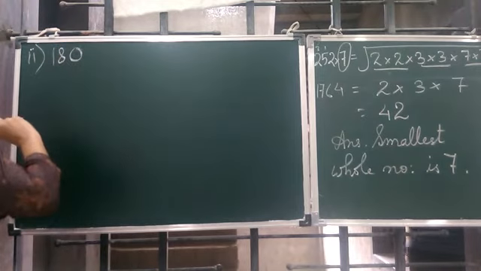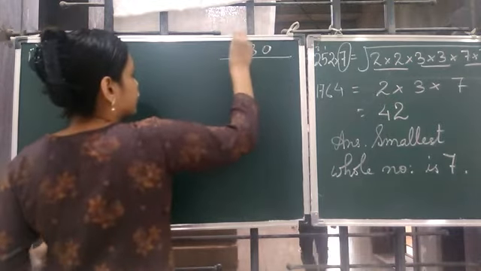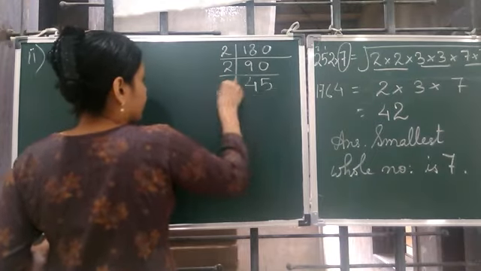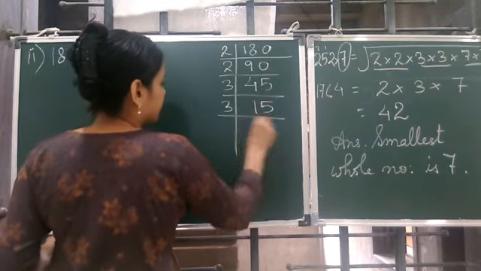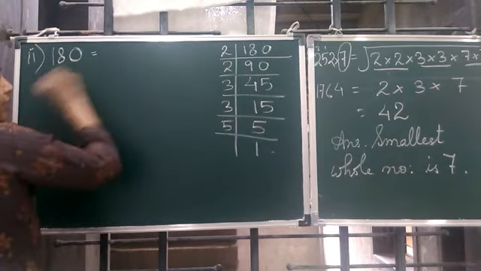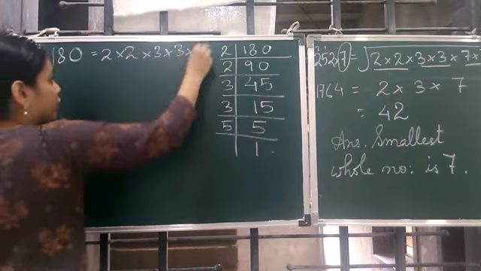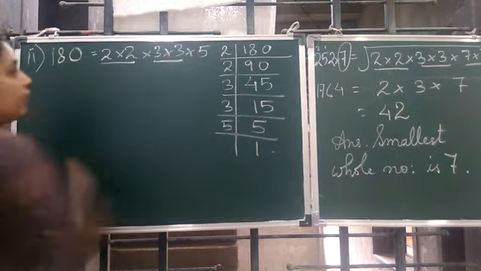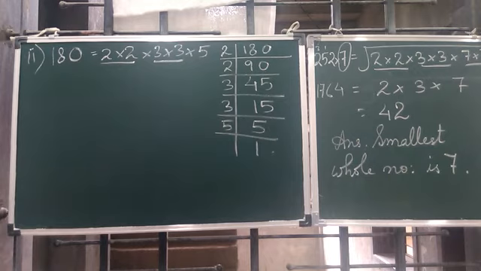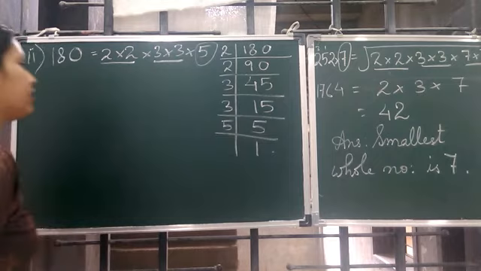So we find the prime factorization of 180. Last digit is even, so it will go by 2. Again by 2. Now by 3. So what is the prime factorization of 180? 2 into 2 into 3 into 3 into 5. So you see here, they all have pairs. This has a pair, this has a pair. Only 5 doesn't have a pair. So what is the smallest number? The smallest number is 5.